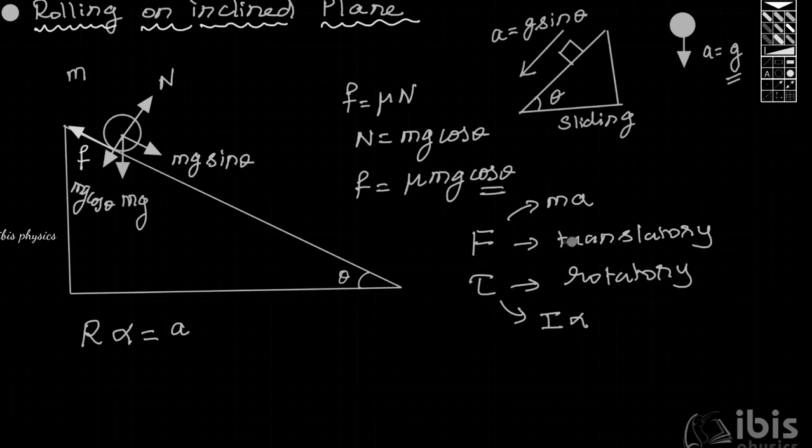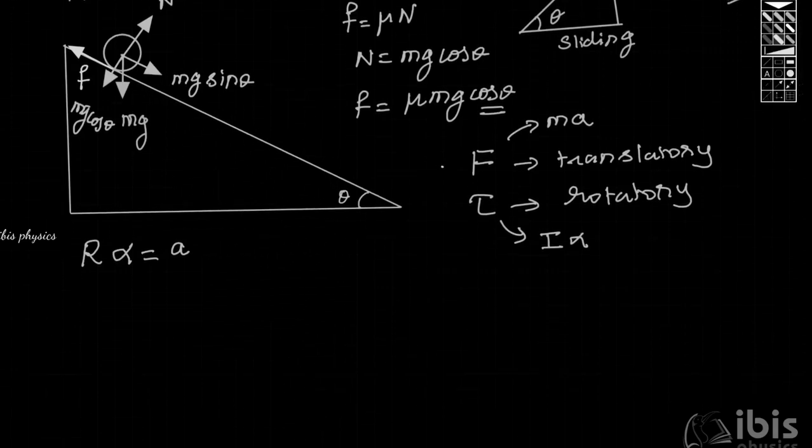So one is, force causes translatory motion, and the force is unbalanced here. mg sin theta is acting downwards, whereas f is acting upwards, but still the object is going downwards. As it is rolling, it is going downwards, so mg sin theta must be greater than f. In such a case, one equation we will write for force, the other equation we will write for torque. We know that torque is also equal to force into perpendicular distance. Let us write force first.